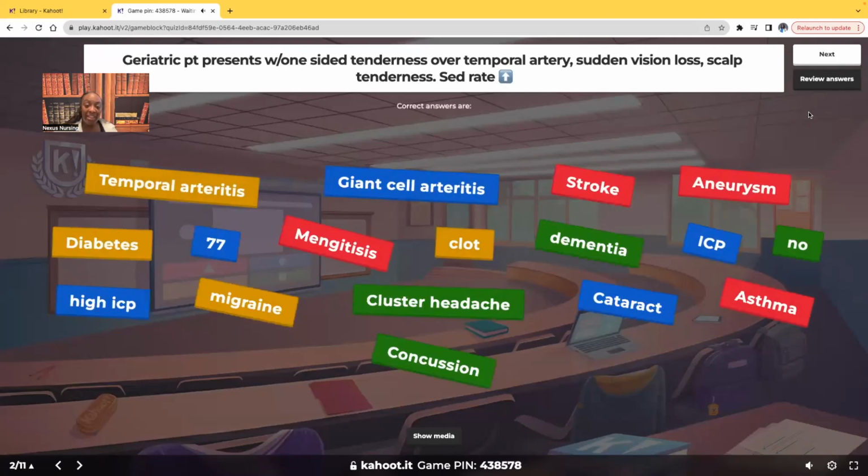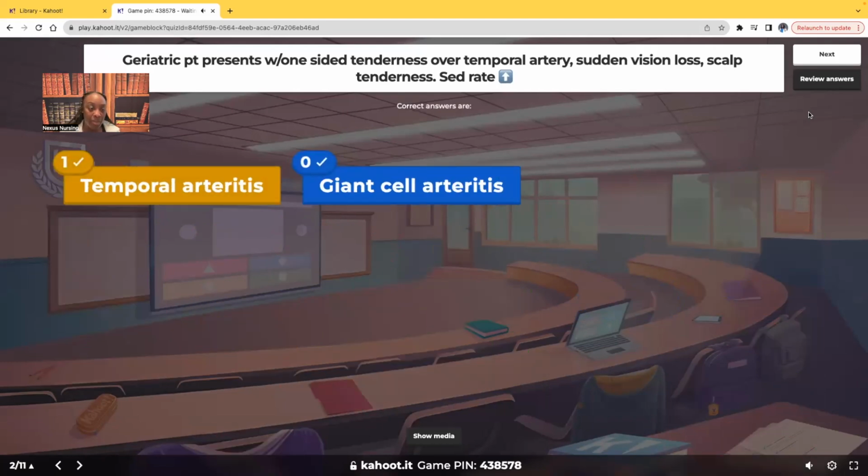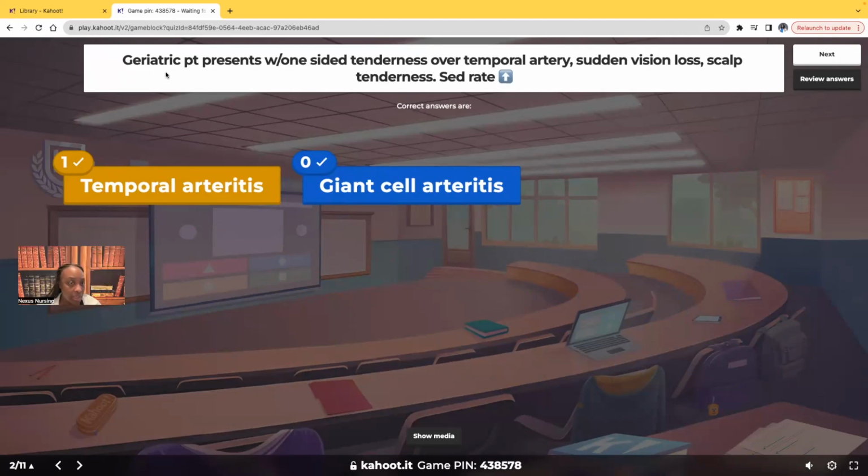Okay, I'm seeing a lot of stuff. The correct answer is very good, temporal arteritis or giant cell arteritis. And here is the key, because I saw a lot of stroke, right? I get it, but guys, let me move this so we can talk about this. Geriatric, yep. One-sided tenderness over a temporal artery, that's first red flag. Sudden vision loss, scalp tenderness, second red flag.